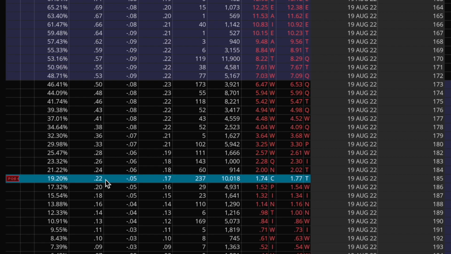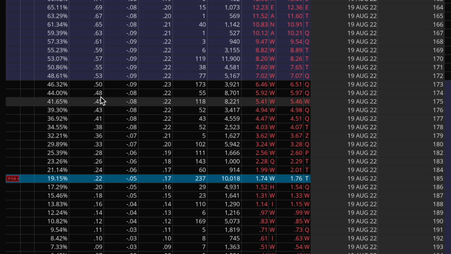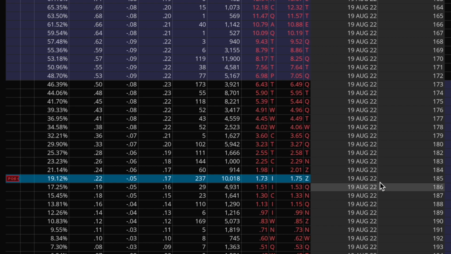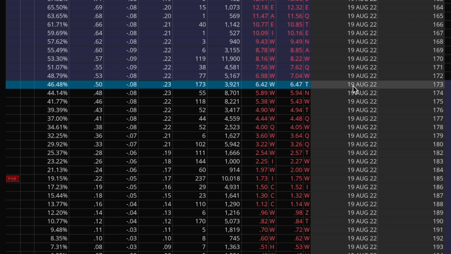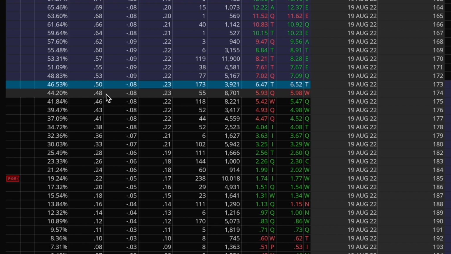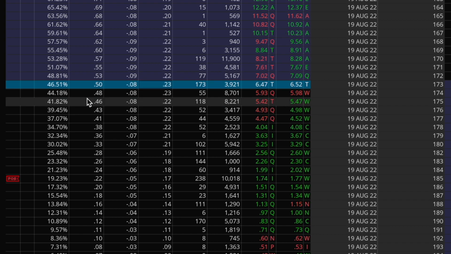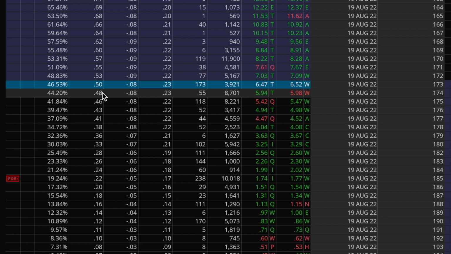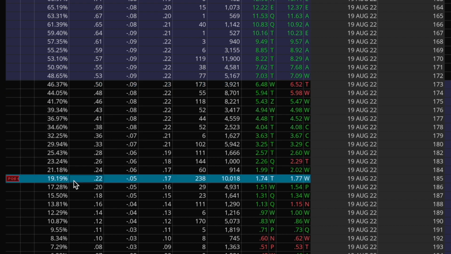Now also take note though that the delta of all option contracts, calls and puts alike, will increase as the price of the underlying stock gets closer to your strike. Currently my 185 strike call option only has a delta of 22, but as you can see for the 173 strike call option, which of course is much closer to the current price of IWM, this one has a delta of 50. So bottom line, that means the price of this contract will change by a lot more as IWM moves around than the price of this contract.